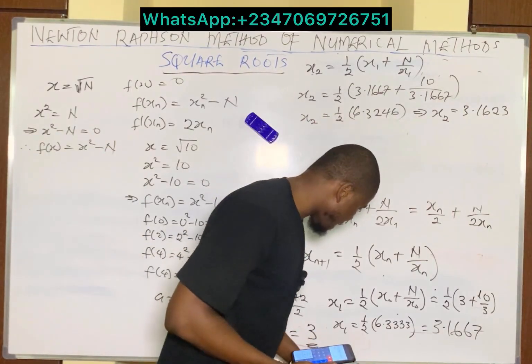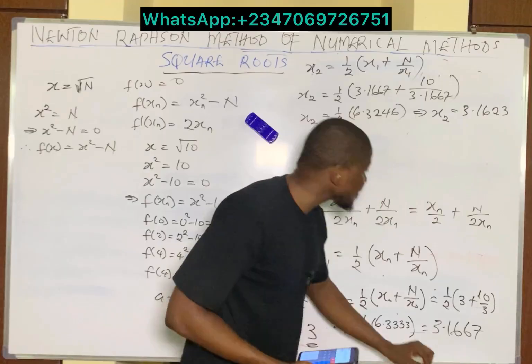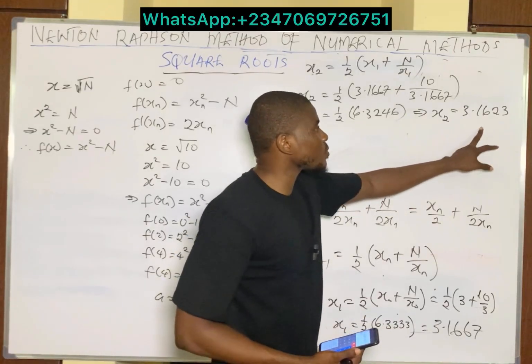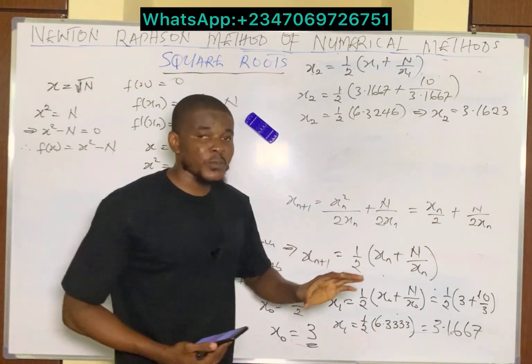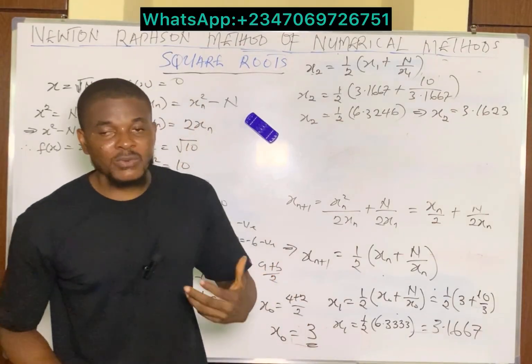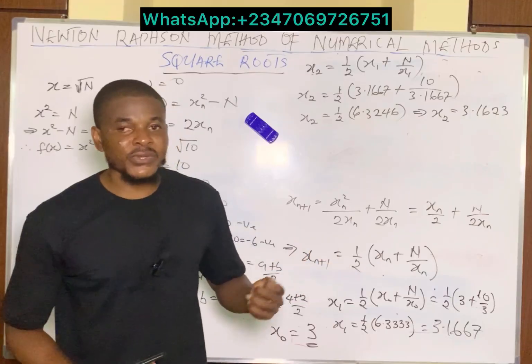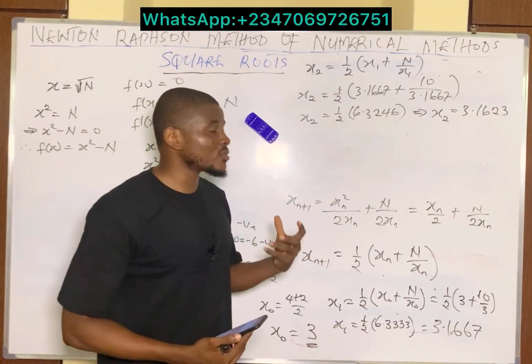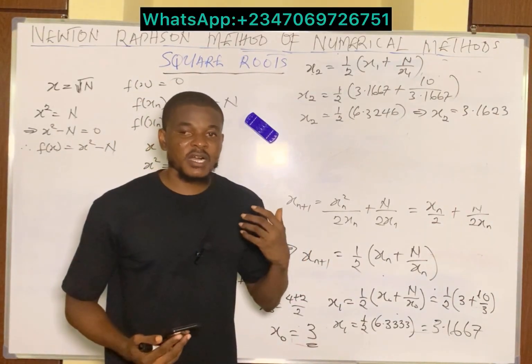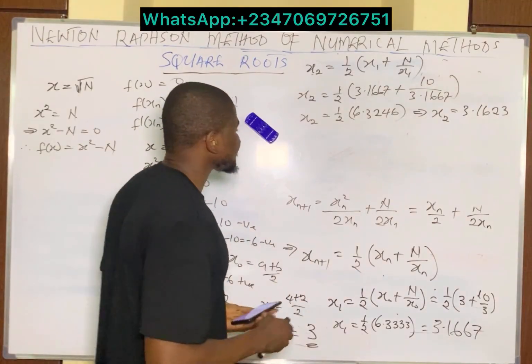In x1 we have 3.16. In x2 now we have 3.16. So you can choose to stop your iteration here depending on what the question is asking you. But let's try in this video to see if we can find it correct to 4 decimal places. Let's try and see.